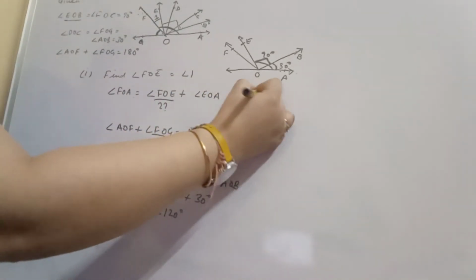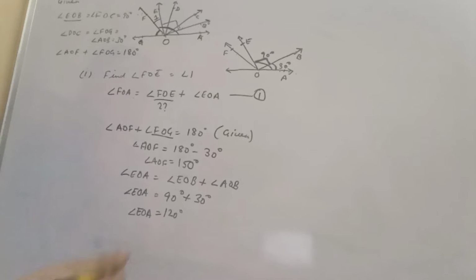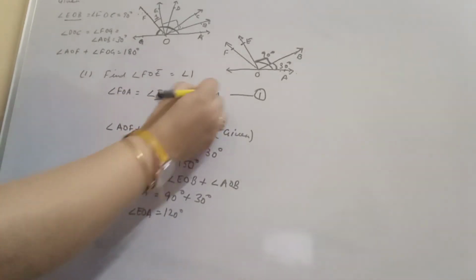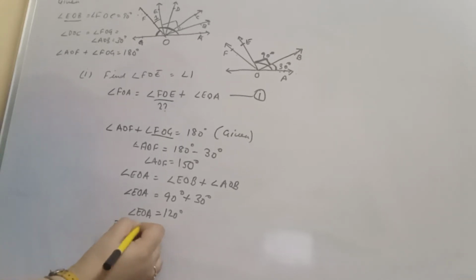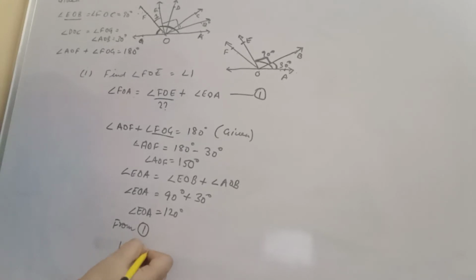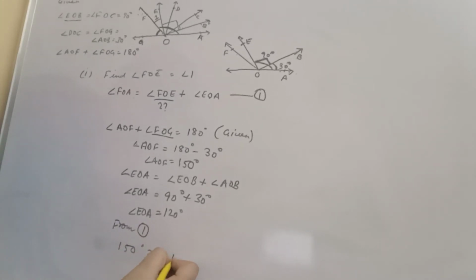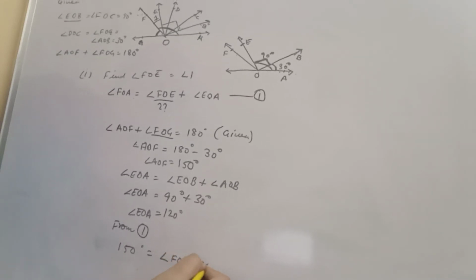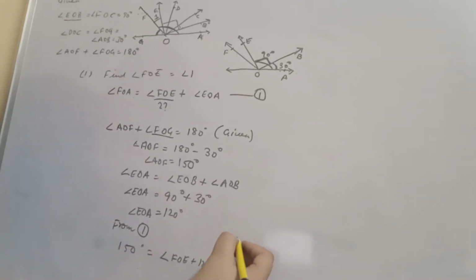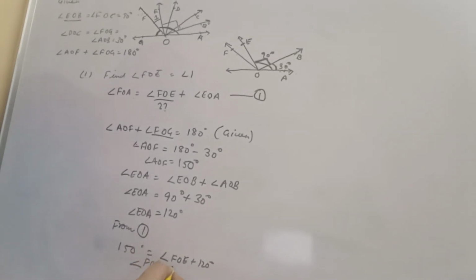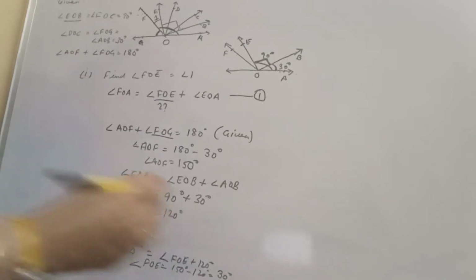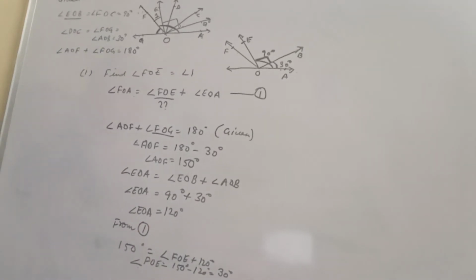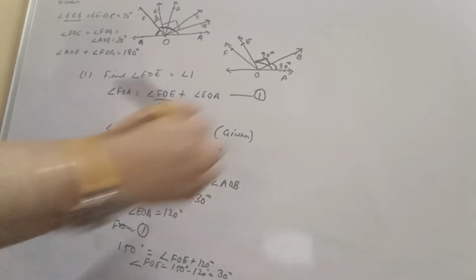Now I come to the original. I had to find FOE. So from equation 1 I will get 150 is equal to angle FOE plus 120, that is angle FOE is equal to 150 minus 120, which is 30 degrees. So I get angle FOE to be equal to 30 degrees.